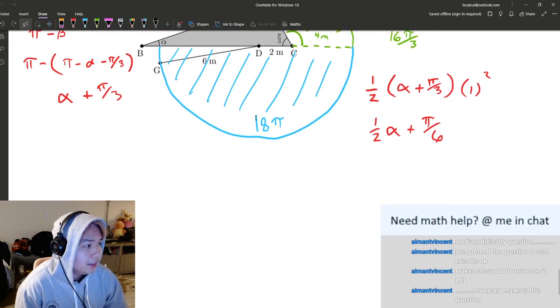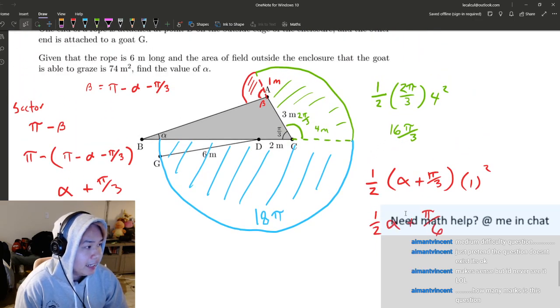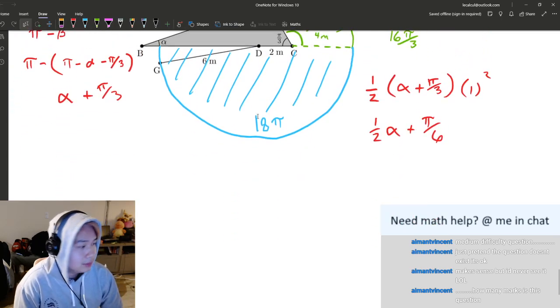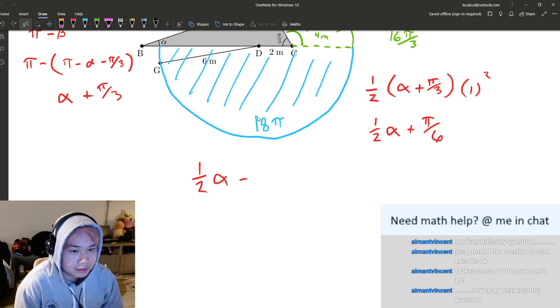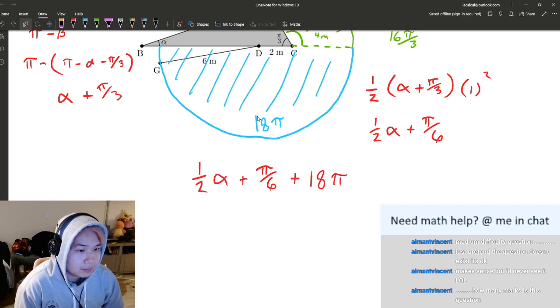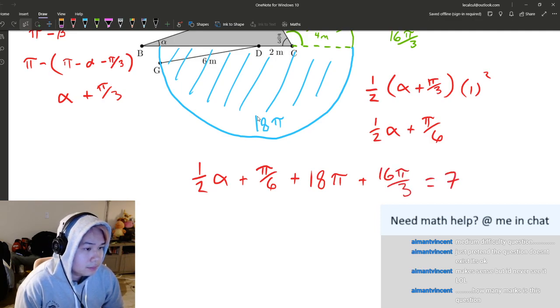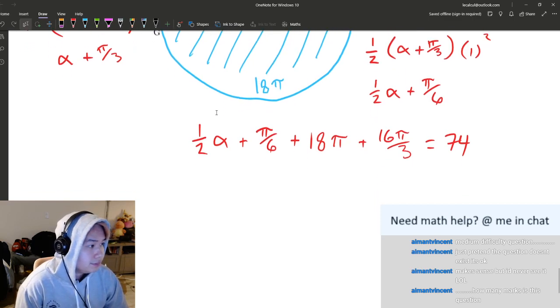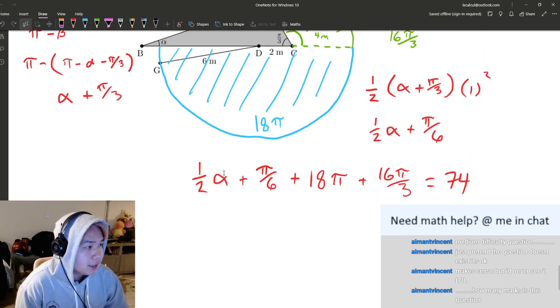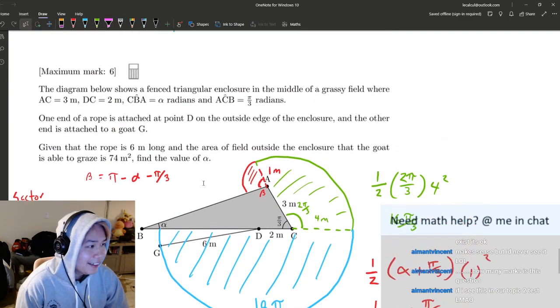Excellent. Okay, and then I know what all 3 of these areas add to together, because it tells you that it's a total of 74 meters. So then we're basically done. Man, that was tough. And then we can just solve for alpha. Well, now you know how to do it.